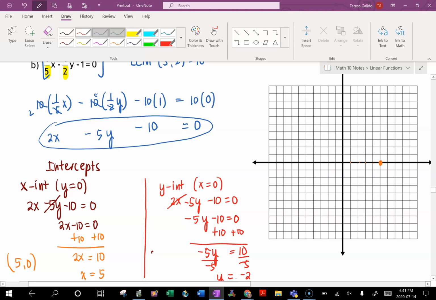So what does that mean? Your graph crosses the y-axis at -2. So your graph will be over here. Let's put the point first. The point is: when x is 0, y is -2. So it's right here. Then we'd be able to graph the line by just connecting the two.